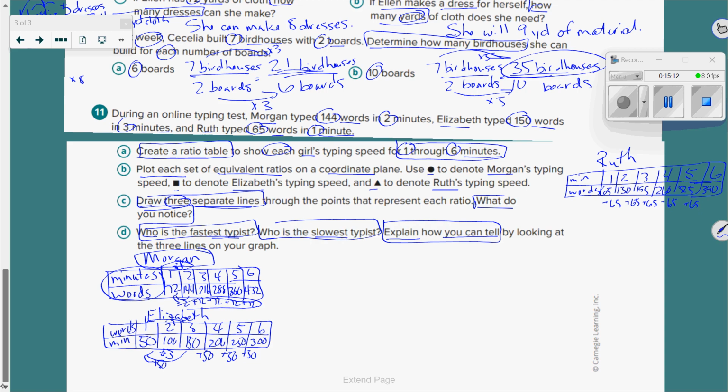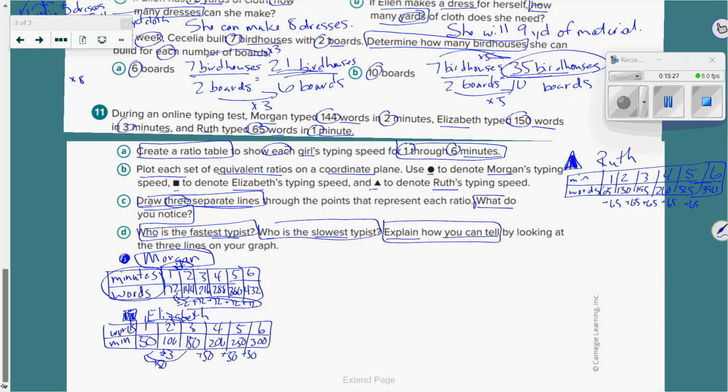For number 2, part B, I'm going to go ahead and put my key right here by my tables. So Morgan's going to be the circles. Elizabeth is going to be the squares. And Ruth is going to be the triangles.